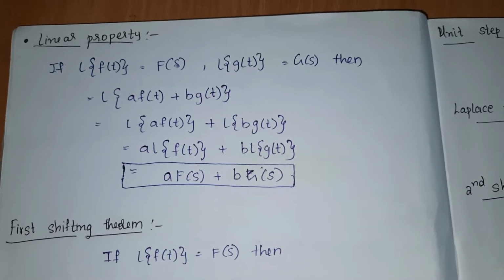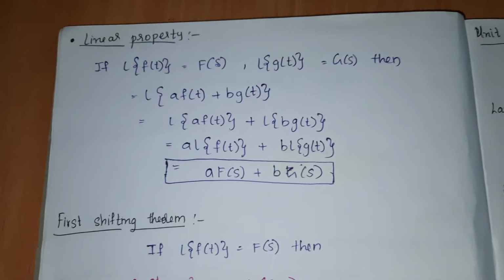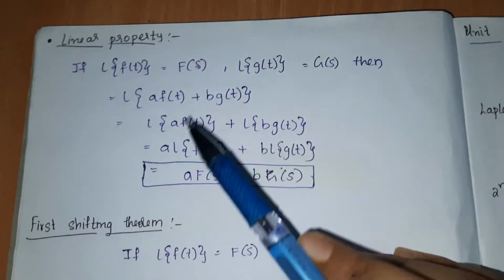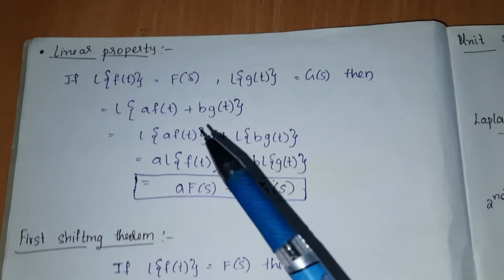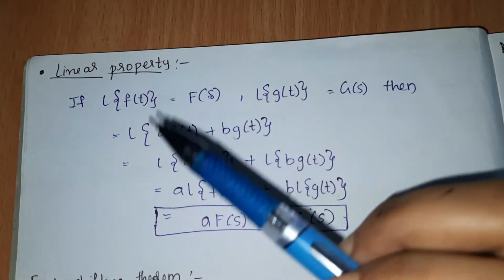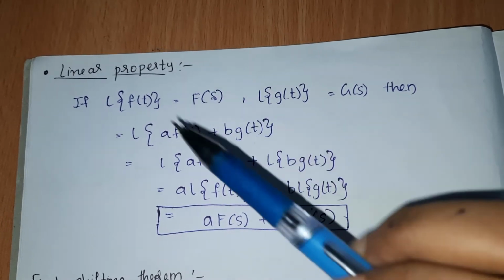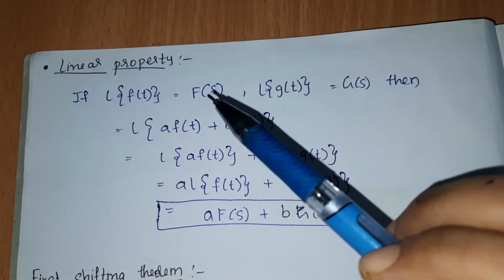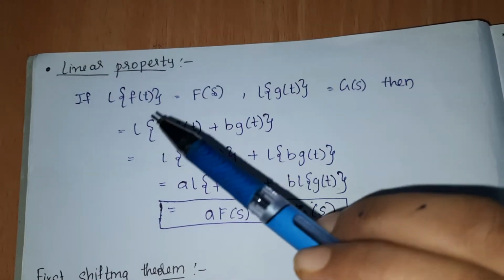In this video we are going to learn about the linearity property and the first shifting theorem. First, let's start with the linearity property. The linearity property: L of f of t is taken as F of s. As I said in the previous video, this is the basic.